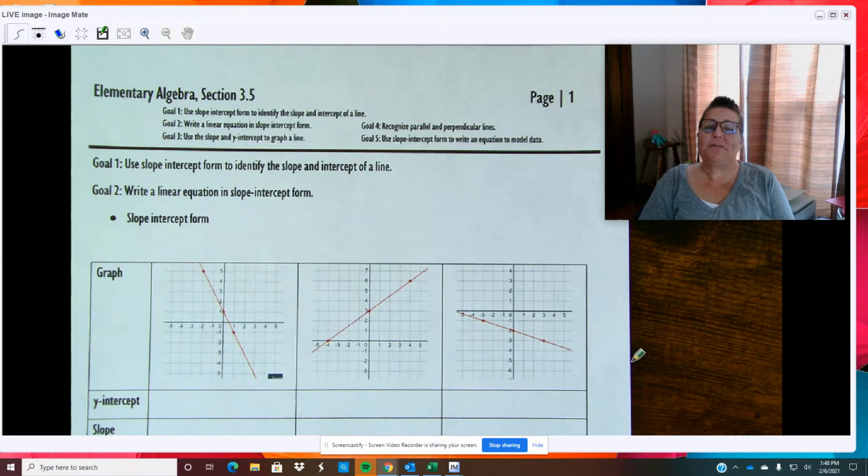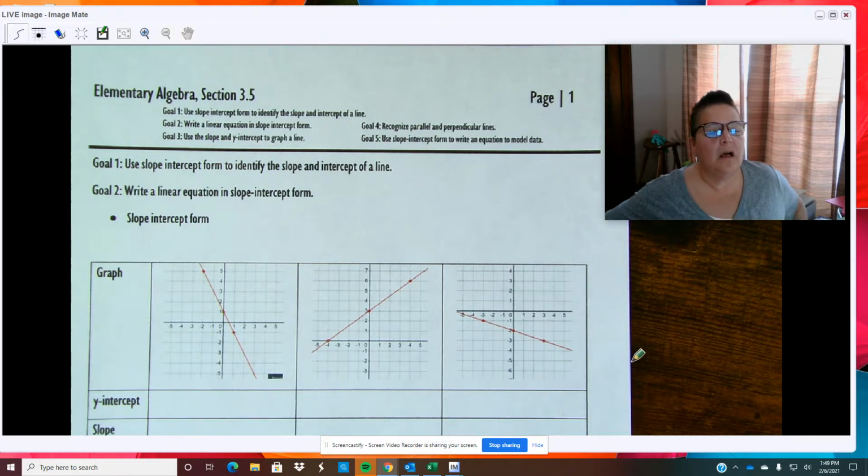If you have had an algebra class before, this is the one you remember. We are going to be using the slope-intercept form to identify the slope and intercept on a line. We're going to be practicing how to write the equation of a line in slope-intercept form and using that form to graph a line. We want you to identify the slopes in slope-intercept form to be able to identify parallel and perpendicular lines. And then lastly, we're going to do a little bit of application so that you use the slope-intercept form of a line to model equations and data.